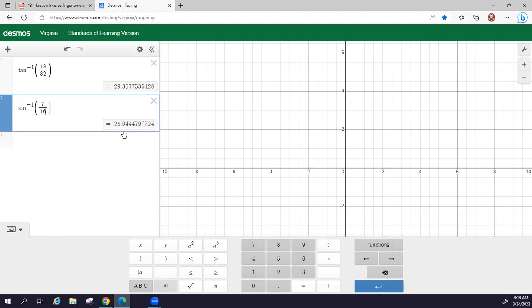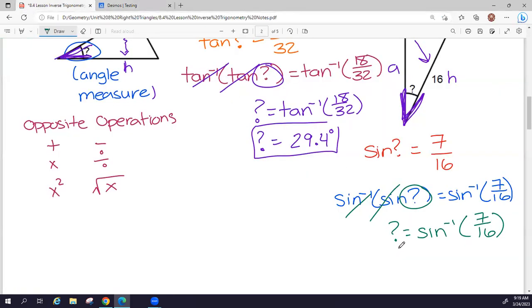Which is, we're going to call it 26. We'll round 25.9 to 26 degrees. And these are angle measures. We're doing this in degrees, and so we should label the angles with a little degree symbol.